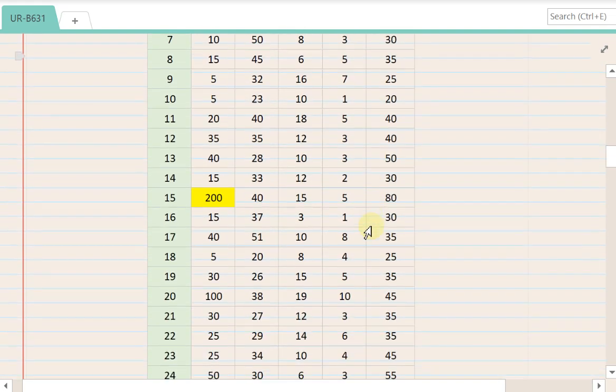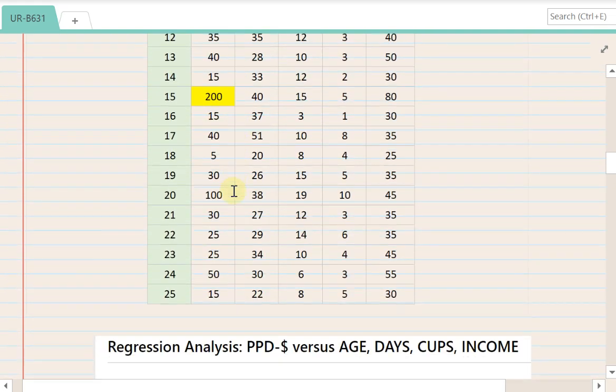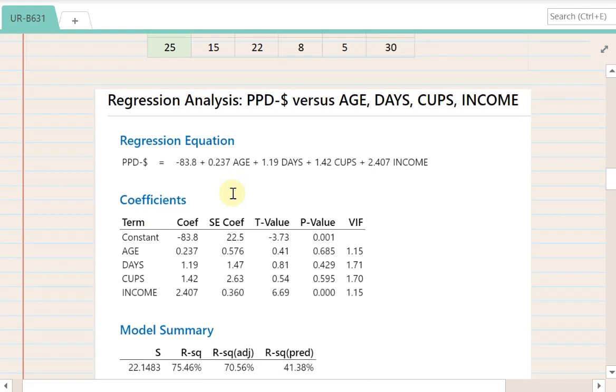Okay, so let's continue on. This information I actually imported from Excel. So I typed it in Excel and then imported it into my notes. And I've also imported it into Minitab. I copy and pasted it into Minitab. So here's the regression output.